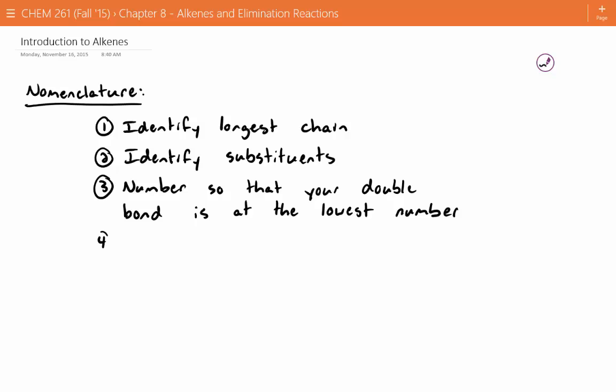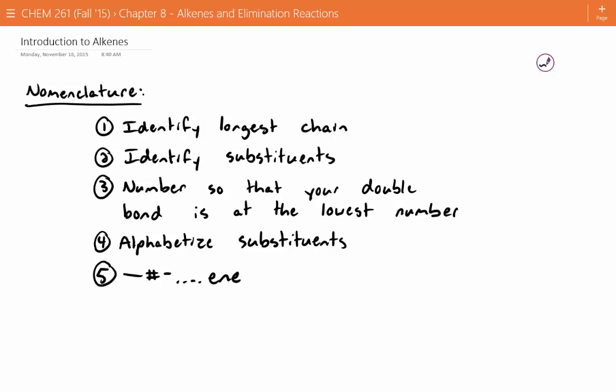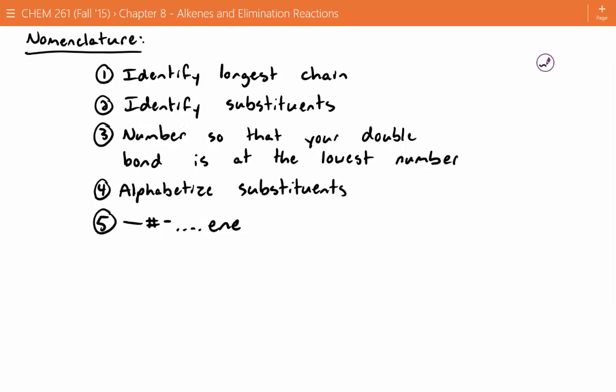Number 4 is we still want to alphabetize substituents. And then last but not least, we're going to end with a prefix where you've got a number dash dot dot dot ene. So we do need to include the alkene ene suffix, not the ane suffix that we saw with alkanes. And I'll show you how we'll piece this together using some example problems. So let's do an easy example first.